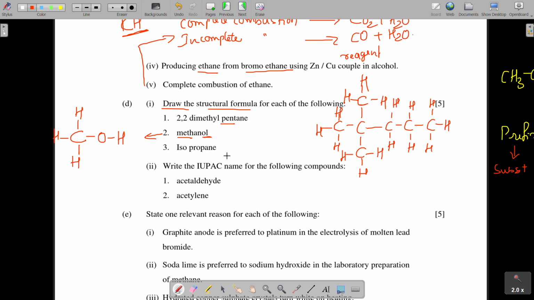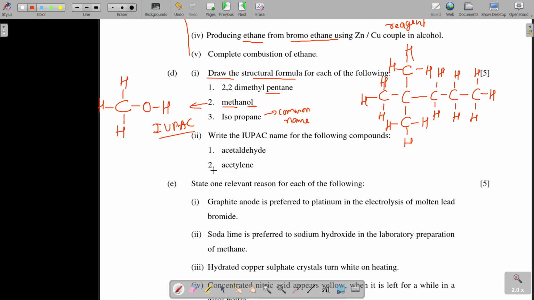Isopropane. So where is this coming from? See, this is called a common name. We have two names, IUPAC name and common name. IUPAC is what we learnt, right? The rules. Sometimes they may also ask you the common names, some of the common names only. So remember isopropane, propane.